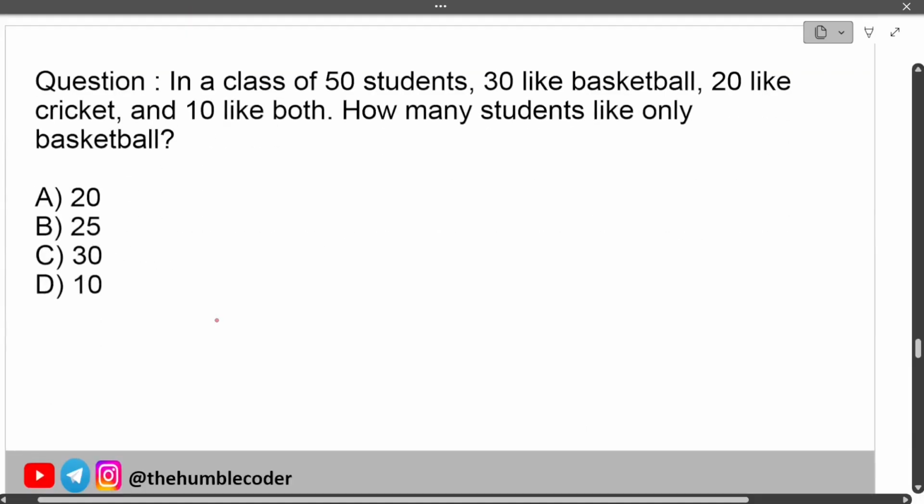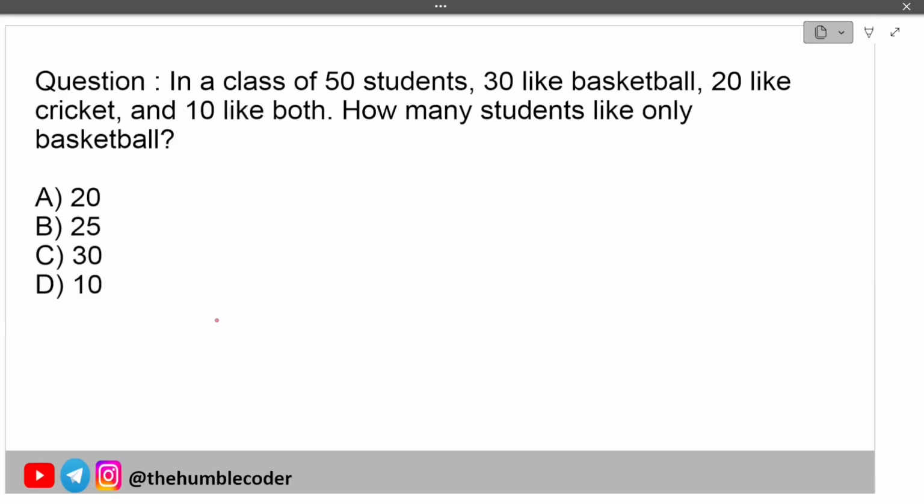In a class of 50 students, 30 like basketball, 20 like cricket, and 10 like both. How many students like only basketball? So these kinds of questions are also very common. So see, total students are what? 50, and who likes basketball is what? 30. Okay, now these are not the only ones who like only basketball. These are the ones who like basketball but might also like another sport. So you have to understand that.